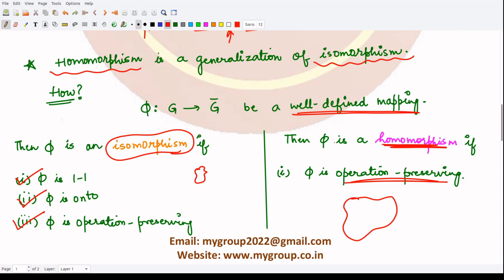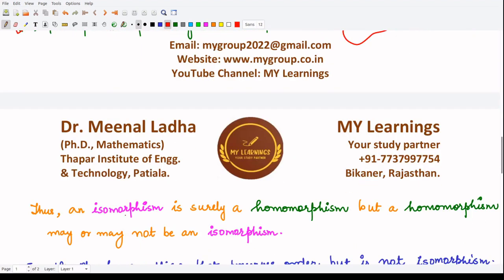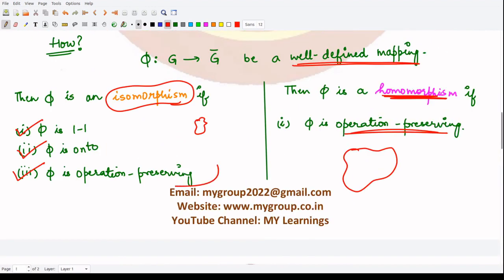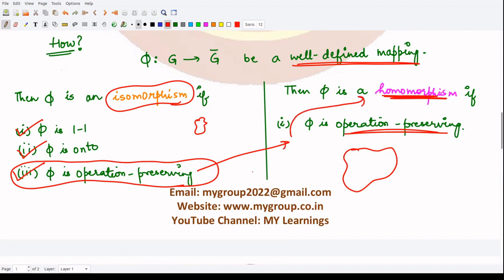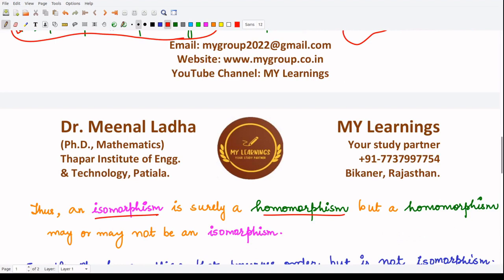We can also say that an isomorphism is surely a homomorphism. Why? Because in isomorphism we definitely have the operation preserving property, and the same thing is required for homomorphism, hence it is a homomorphism. However, for a homomorphism to be an isomorphism, we require the additional properties of one-one and onto. So an isomorphism is surely a homomorphism, but a homomorphism may or may not be an isomorphism.